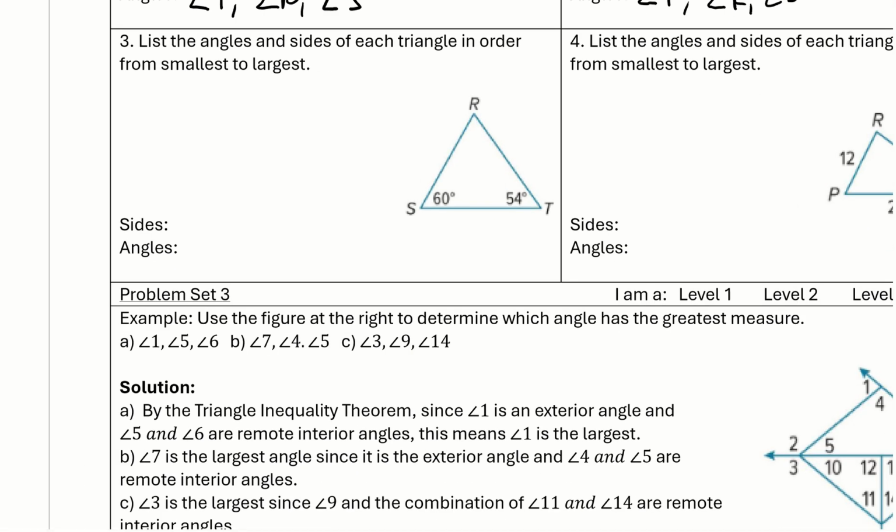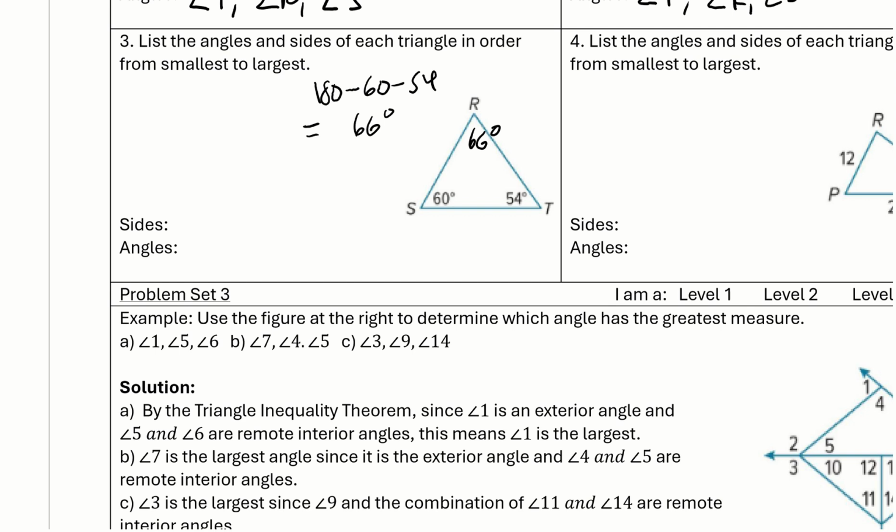Now this one, we don't know which one's the biggest angle because we need to find angle R, right? So let's find angle R. Remember that the angles in a triangle add up to 180. So 180 minus 60 minus 54. So that's 120 minus 54. That's 66 degrees. Okay, so now we know what it is.